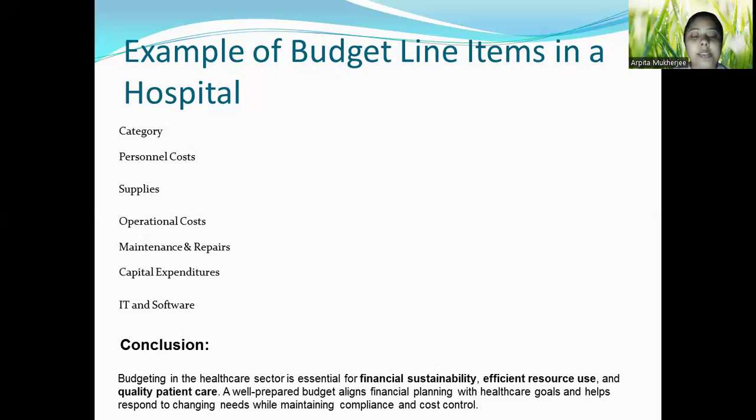So budgeting in the healthcare sector is essential for financial sustainability, efficient resource use, and quality patient care. A well-prepared budget aligns financial planning with healthcare goals and helps respond to changing needs while maintaining compliance and cost control.